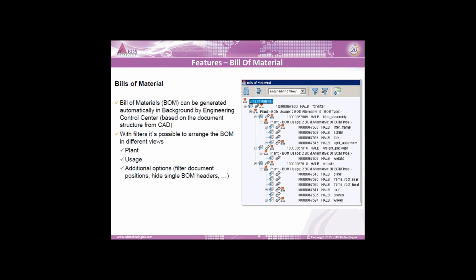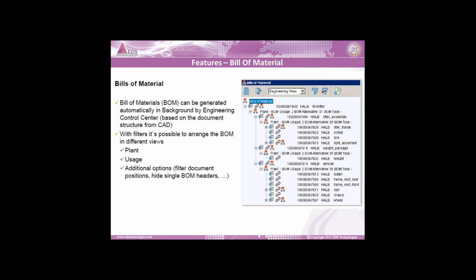There are filter options through which it's possible to arrange the BOM in different views that you would wish to have. It could be based on the plant type, the usage type, or any other additional options that you would like to have a look at. So whatever the structure that is being created and whatever parent-child relationship has been followed in the CAD designing software, the same structure is managed and made available, and it is visible across your SAP ERP landscape through this interface, which is the SAP Engineering Control Center.